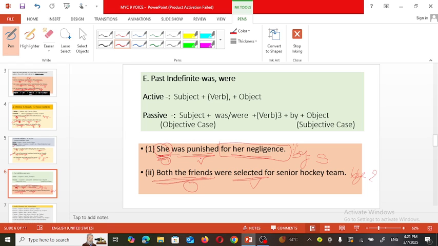For example, punishment. So who got the punishment? She. So she is the object here. Selected. So who or what is selected? Both the friends. So that is the object. Now see the next one.